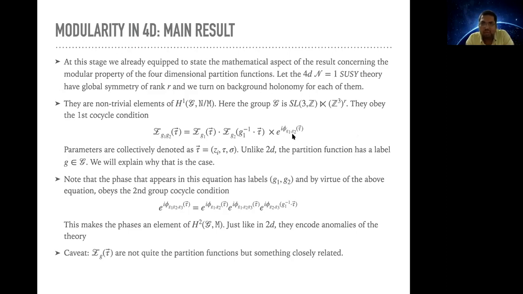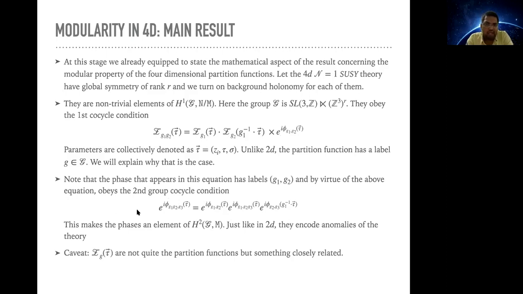Now you see the phase has two labels of the group element, okay? Now, because this has two labels of the group element, and by virtue of this equation, you can see that these phases obey this equation. And this equation is nothing but what is called the second group cocycle condition. And because you cannot quite absorb all these phases away into a redefinition of Z, that means this phi is not simply a coboundary. And that makes this a non-trivial element of the second group cohomology. And it makes the partition function a non-trivial element of the first group cohomology.